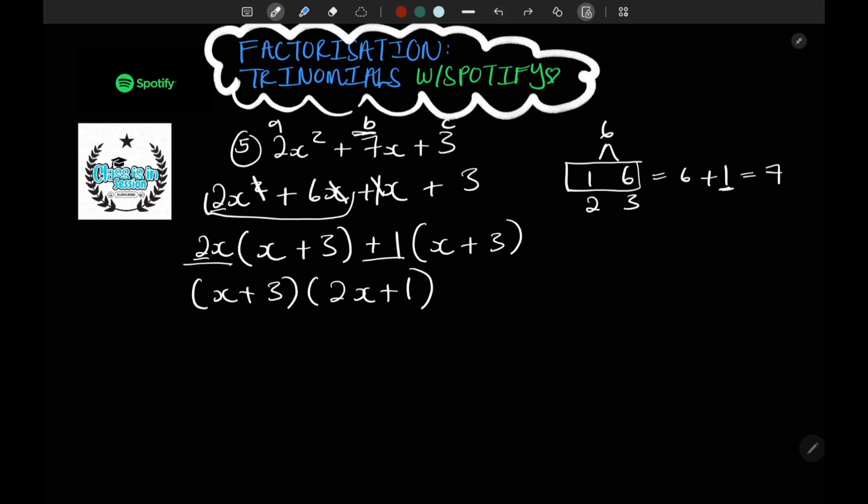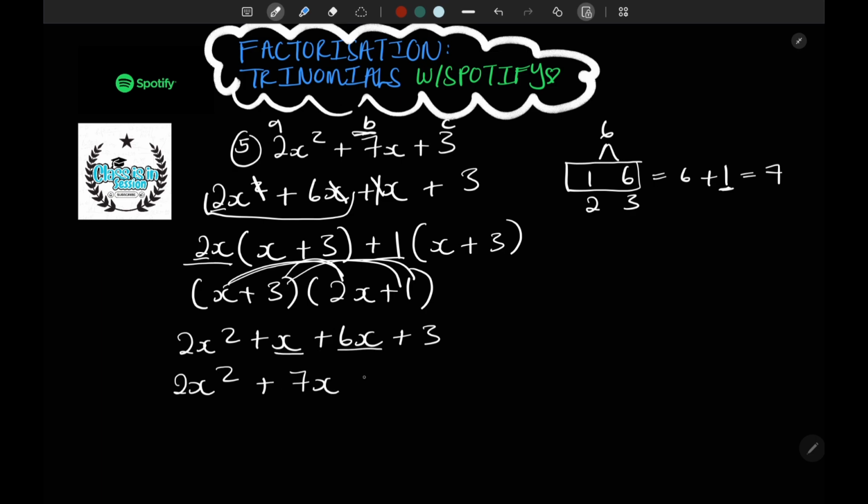So let's distribute this to make sure we have the right factorization. x times 2x is 2x squared. x times 1 is x. 3 times 2x is 6x. 3 times x is 3x... 3 times 1 is 3. 2x squared, what's x plus 6x? It's 7x plus 3. This looks like that. Therefore, your factorization is accurate.